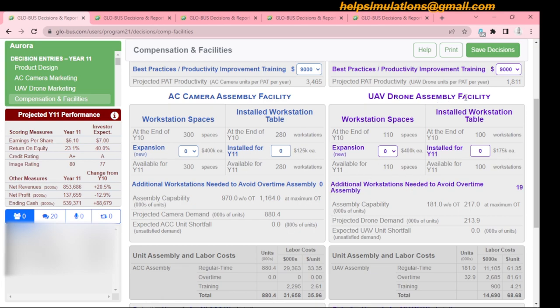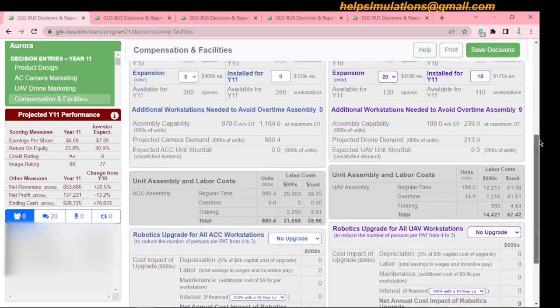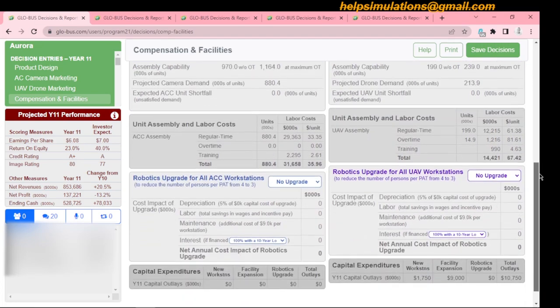But for the UAV drone, the projected demand is about 213, while the assembly capability without overtime is about 181. So I have to expand. So I have 100 workstations, so it means I have 10 more spaces available. So maybe I'll fill up the spaces, so 199 and 213. And I'll also have to expand, maybe I'll buy 20 new spaces. I think with that it's fine, because we can't avoid working overtime in this case. So I think with those decisions we are done with the assembly facility.